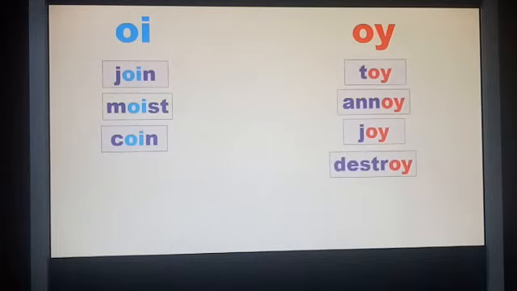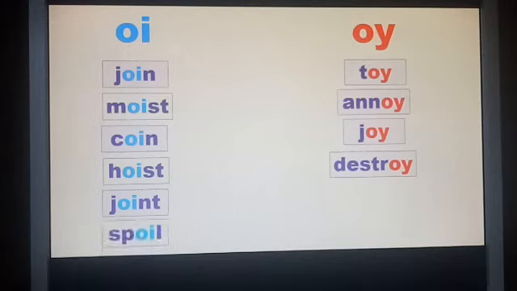Hoist. Hoist, OI in the middle. Joint. Joint, OI in the middle. Spoil. Spoil, OI in the middle of the word. Then enjoy. Enjoy, OY at the end. Now the last word, boy. Boy, OY at the end. Yes, we have finished all the words.